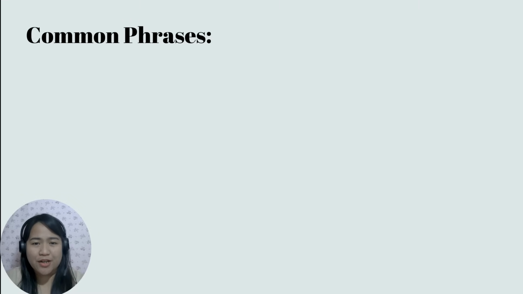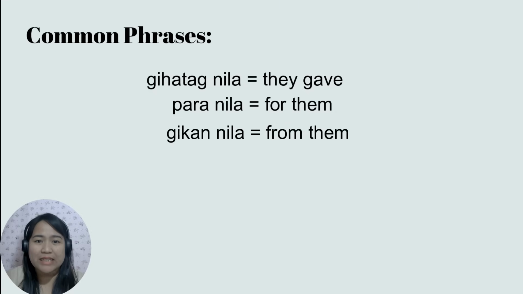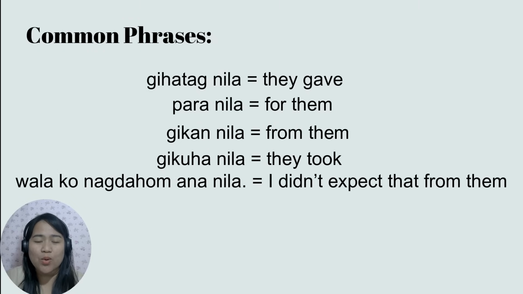Next, let's have the common phrases of nila. So we have "gihatag nila," it means they gave. "Para nila," it means for them. "Gikan nila," it means from them. And "gikuha nila," they took. And "wala ko nagdahom ana nila." It means I didn't expect that from them.